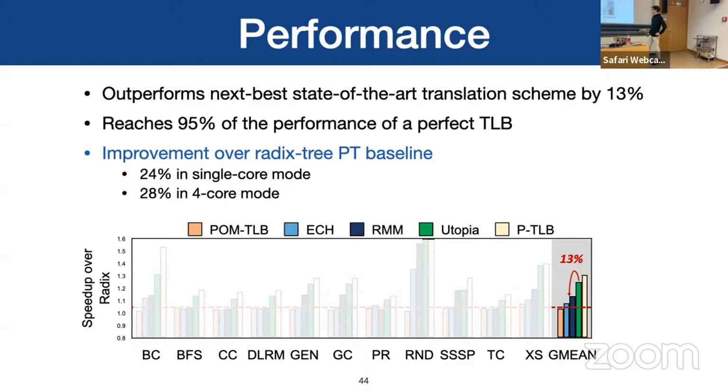Okay, so what do we see here? This is the performance. We see that we outperform redundant memory mappings by 13%, which is the second best state-of-the-art approach. So this is a significant performance increase. This is the mean value for all of the evaluated workloads. And the red line is the speedup over radix page tables. So we get a 24% performance increase in single core mode and 28% in quad core mode over the radix tree page tables.